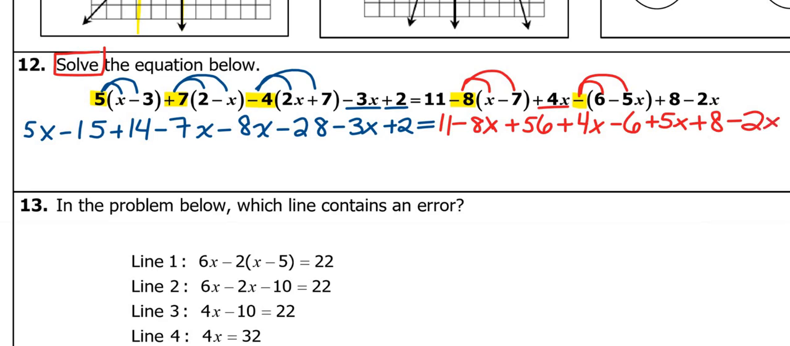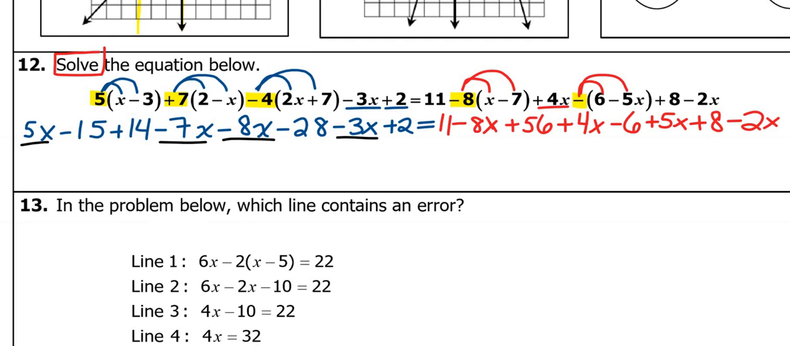Okay, so let's treat both sides separately. Both sides of the equal sign are going to be treated separately. We want to simplify now because we have a lot of x terms and a lot of whole numbers that we can now combine. So let's start on the left-hand side. Let's grab all of the x values. We have 5x, negative 7x, negative 8x, negative 3x.